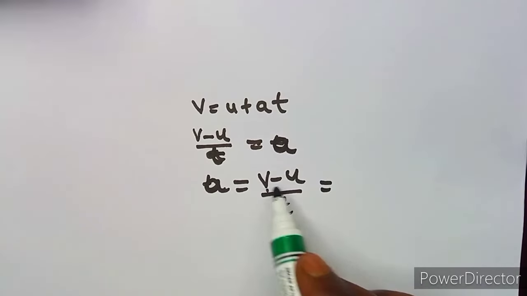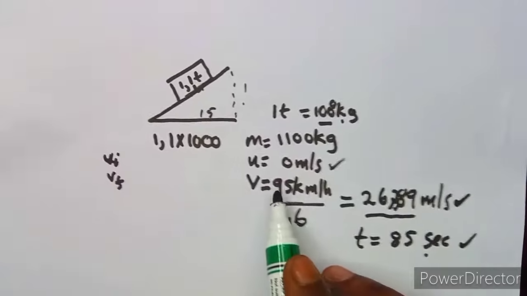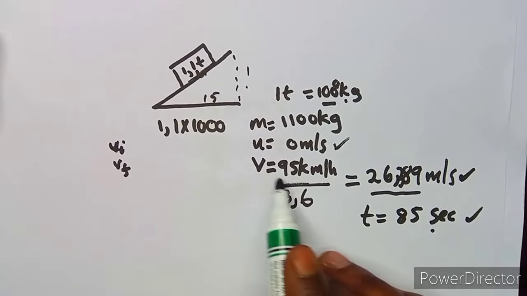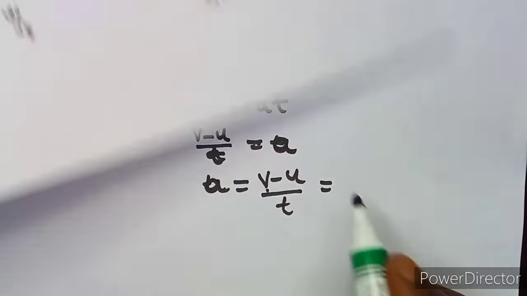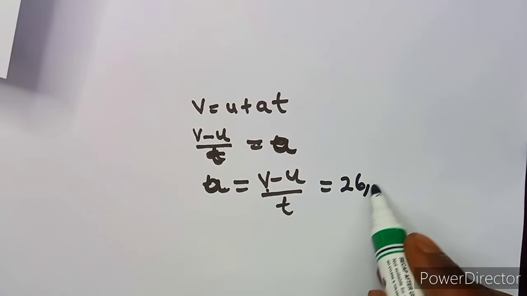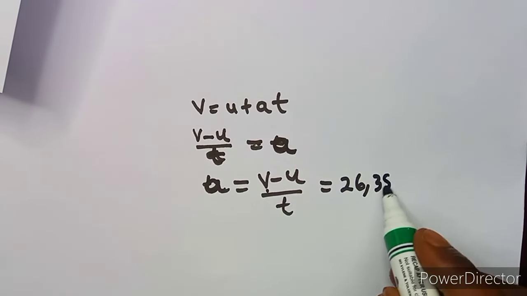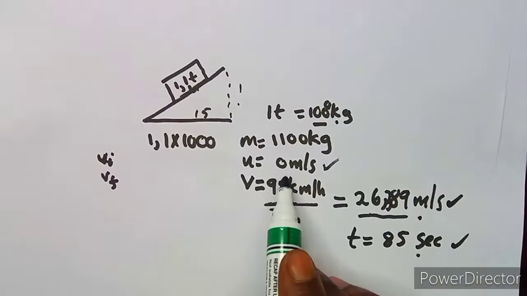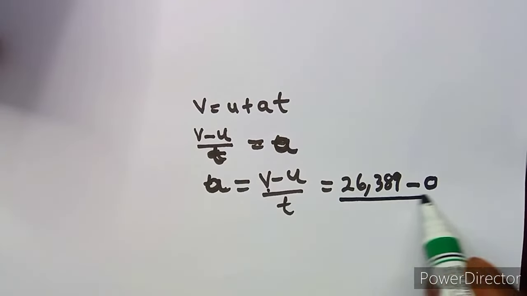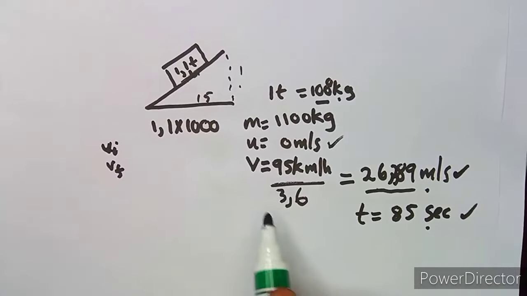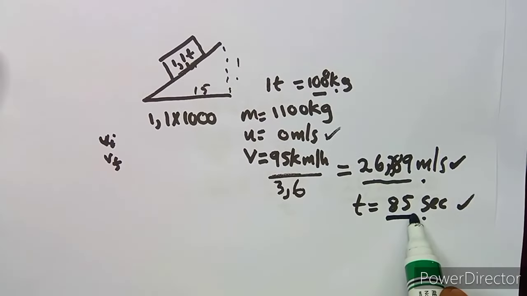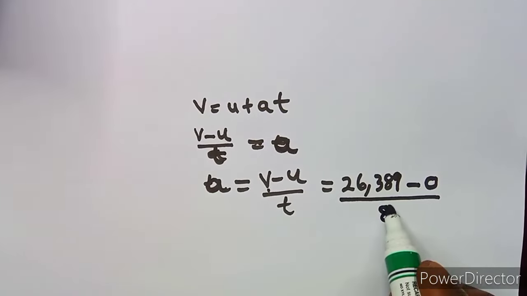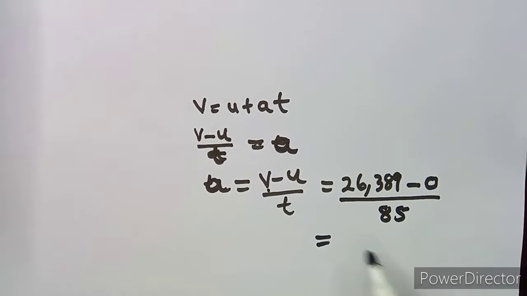So let us substitute our v, which is the final velocity. The final velocity is the one that we converted to meters per second, which was 26,389, minus the initial velocity, which is 0 in this case. So we've got 0 over the time which was taken, the time here of 85 seconds. That's our time.